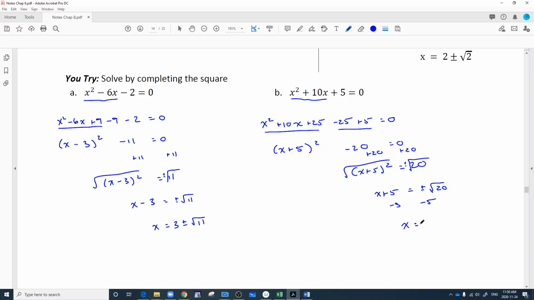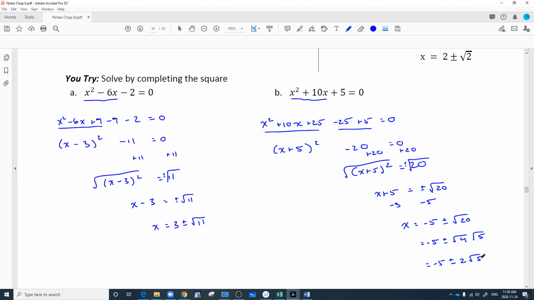I get x is equal to negative 5 plus or minus the square root of 20. And this is great. This is an exact solution, but it's not simplified. So make sure you always look to see if your radicals will simplify. So the highest perfect square factor of 20 is 4. The square root of 4 is 2. And I'm left with negative 5 plus or minus 2 times the square root of 5.